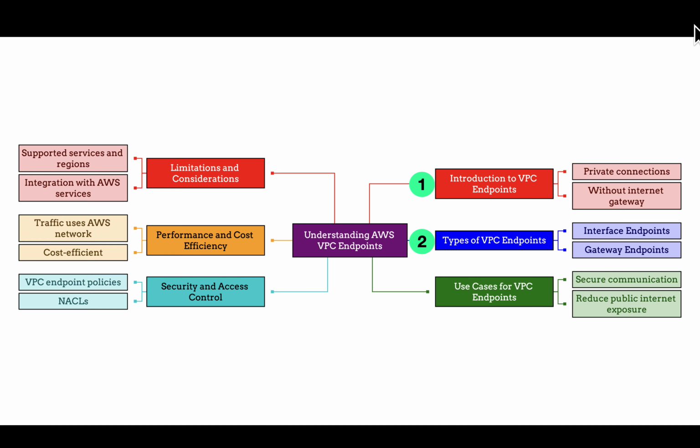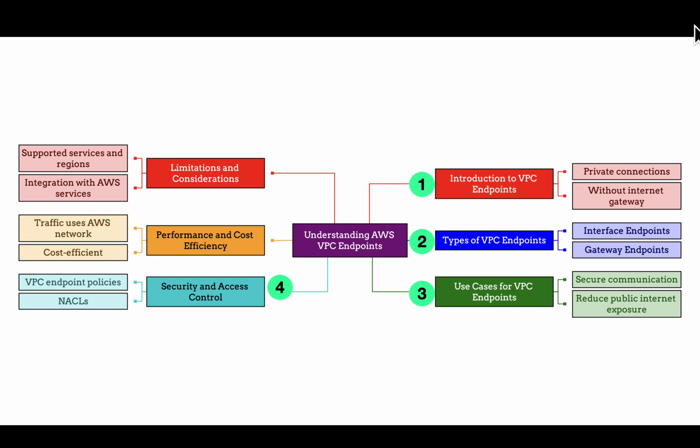2. Types of VPC endpoints. There are two types: interface endpoints, powered by AWS PrivateLink, and gateway endpoints, currently available for Amazon S3 and DynamoDB. 3. Use cases for VPC endpoints: ideal for secure and private communication between AWS services, reducing the need to expose data to the public internet.